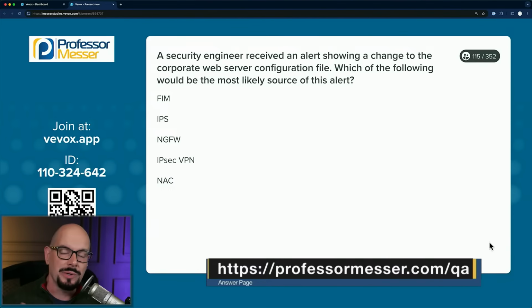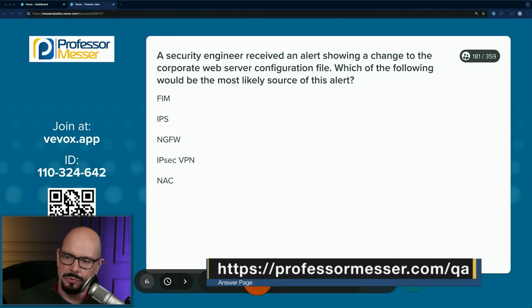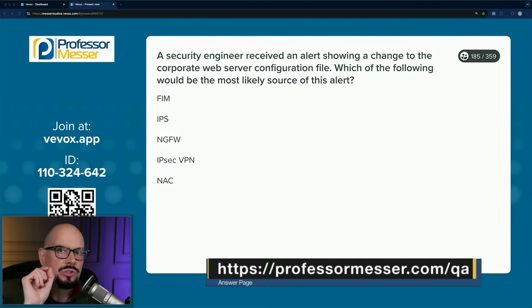This is a really good example, by the way, of knowing the abbreviations, but more than that, knowing what they do, knowing how to use them. How is this technology deployed? When would you use this technology? And that's why I often tell you when you're working through these that knowing the abbreviation may not be enough. It might help you with this question, but it may not be enough.